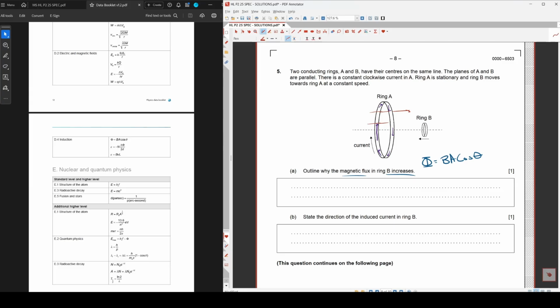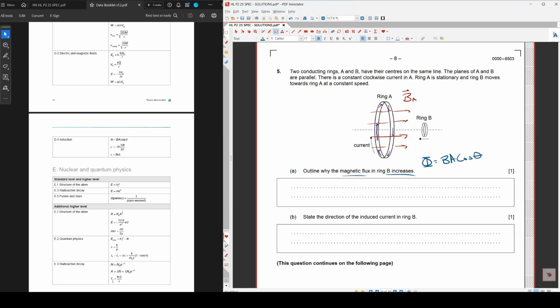All right, so clockwise current coming out at the top, going in at the bottom. That's what I'm seeing. So we're going to say our magnetic field is this way. That's the magnetic field created by A. It's creating a magnetic field because current is flowing through it. Ring B has nothing going on until it starts to move, but as B moves, it gets closer to A, it gets closer to this field. The field gets stronger as it gets closer to it. So that's the idea for the first one.